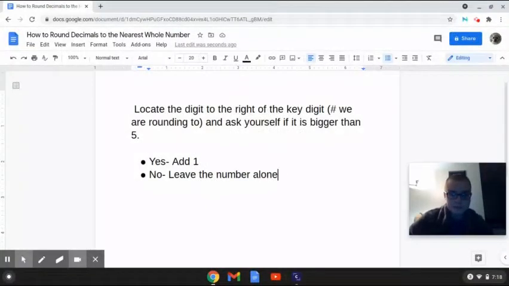Okay, so in the last unit, we learned about how to round money amounts. Now in this unit, we're going to be learning about how to round decimals. And it's going to be pretty much the same, except that we are going to be rounding decimals rather than rounding money amounts. So we're going to be locating the digit to the right of the key digit, which is the number we are rounding to, and asking ourselves if it is bigger than 5. If it is bigger than 5, we're going to add 1, but if it's not bigger than 5, we're going to leave the number alone. So let's try a few problems together.